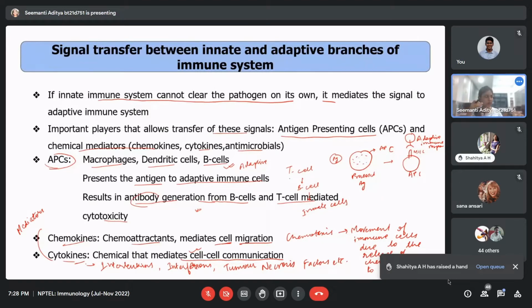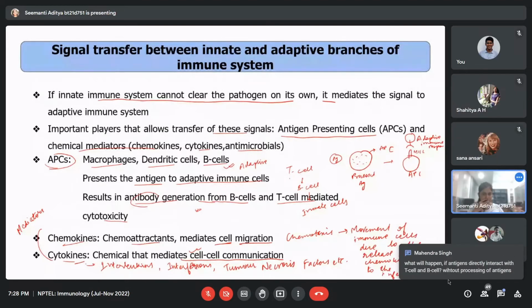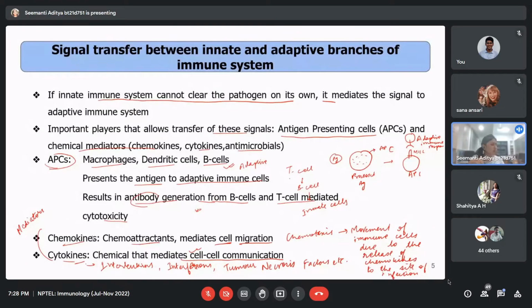So, yes, somebody has raised a hand. Any question? Okay, somebody has asked what will happen if an antigen will directly interact with the T cell and B cell without processing of the antigen. Okay, before that, another person has asked, innate immune system, one time explain.